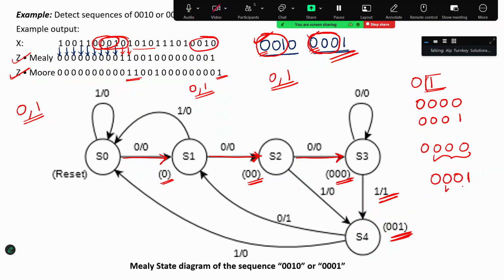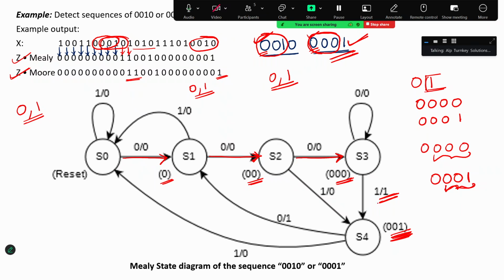You can ask why S4. See here. I will check with the last 3 bits. Are the last 3 bits matching or not? Yes, sir. Last 3 bits are matching, no? So that's why it will go to S4. I got the sequence, and the last 3 bits are matching. As this is overlapping, last 3 bits are matching. That's why it will go to S4.